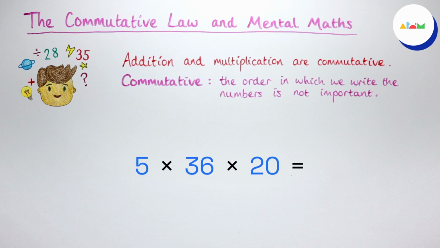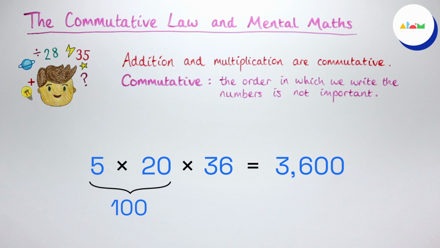Let's look at 5 times 36 times 20. I don't know how to calculate that. Oh wait, if we change the order to 5 times 20 times 36, now we know that 20 times 5 equals 100, so this is easier. 100 times 36 is the same as moving all the digits of 36 2 places to the left. So the answer is 3,600.